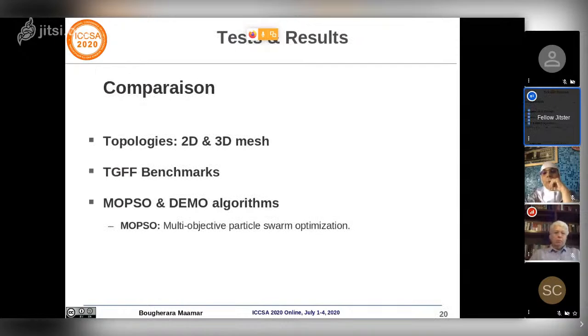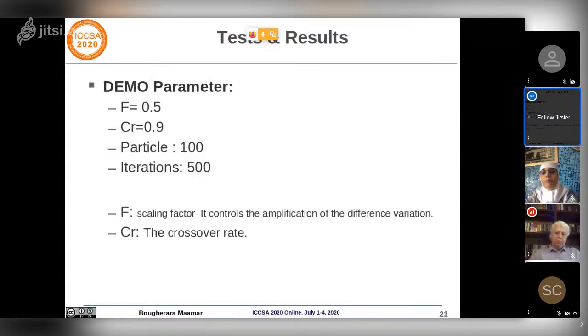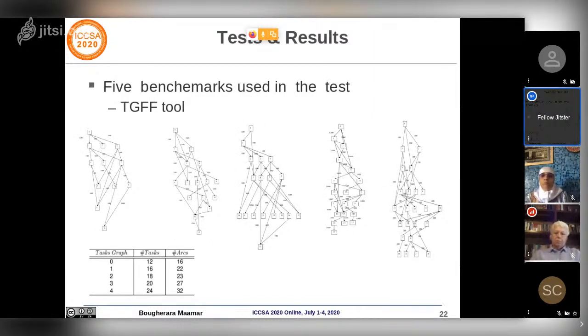To evaluate our algorithm, we use 2 topologies, 2D and 3D mesh. We use a benchmark created by the TGFF tools, and we also compare our results with the particle swarm optimization algorithm. After several tests, we select these parameters of the algorithm. These are the 5 benchmarks used in the test.